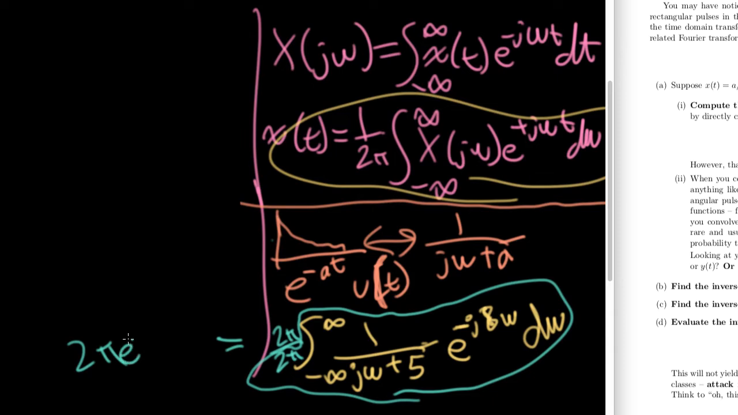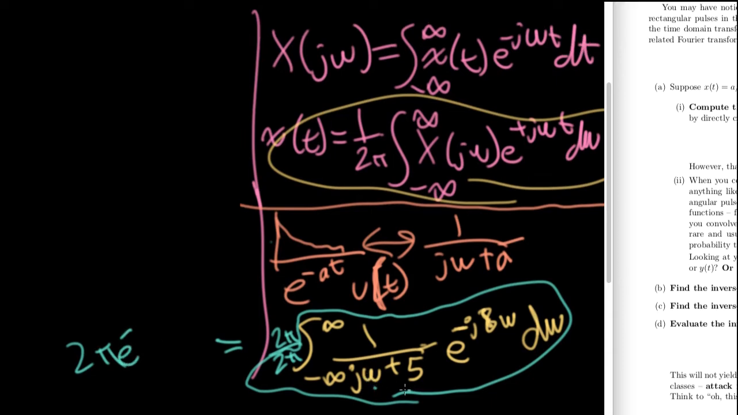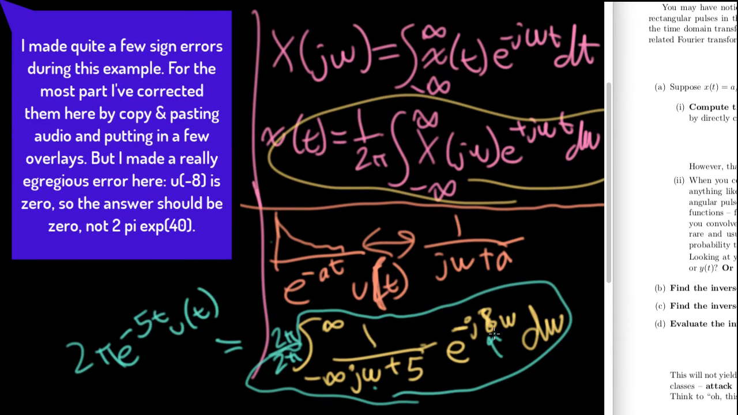So I could write e to the minus, what's a here? A would be 5. So I'd write e to the minus 5 t u of t, except I don't have a t there. I actually just plugged in a number. So I could evaluate this whole thing at that t equals minus 8. This would be 2 pi e to the 8 times 5. I guess that's 40.